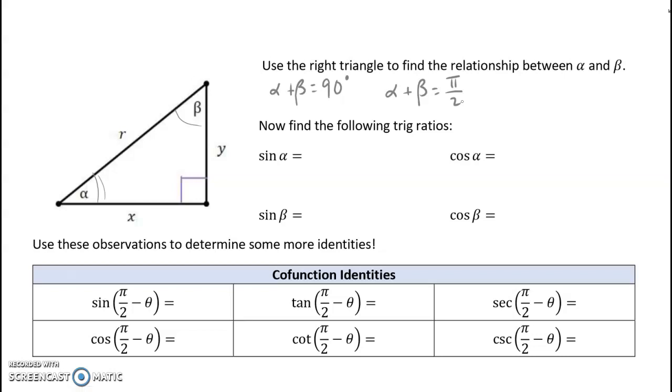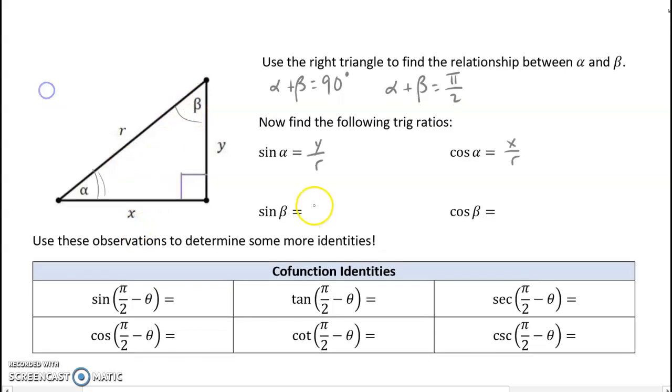Now, probably in geometry, you played around with SOHCAHTOA and you found some relationships, like, for example, sine of alpha, y over r. That's not very surprising. Cosine of alpha is x over r. Well, these are just the definitions that we learned at the beginning of the school year. But then we go to sine of beta. Sine of beta is now going to be x over r. Wait a second, I've seen x over r somewhere before. And the cosine of beta is y over r. Wait a second, y over r looks awfully familiar.